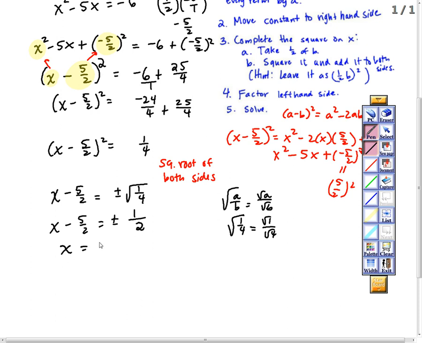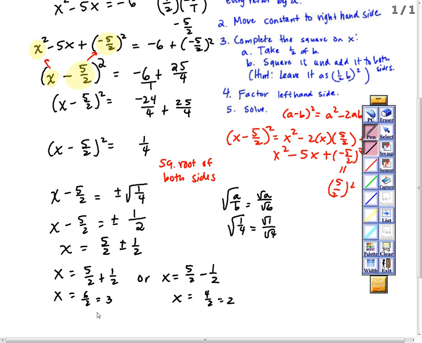So I have x equals, I'm going to add 5 halves to both sides. So 5 halves plus or minus 1/2. x equals 5 halves plus 1/2, or x equals 5 halves minus 1/2. x equals 6 halves, which is 3. And this one is x equals 4/2, which is 2. That's how you do it with completing the square.